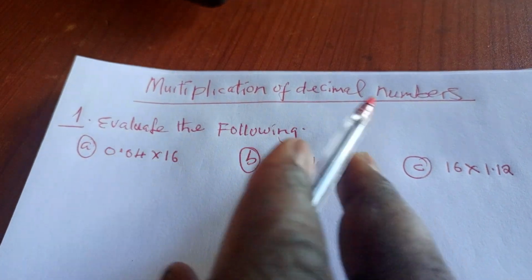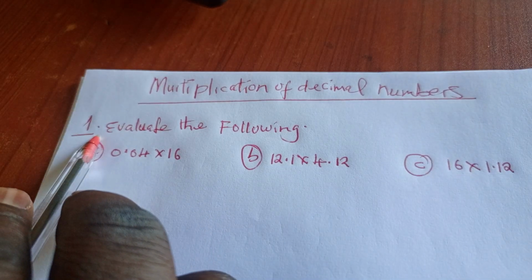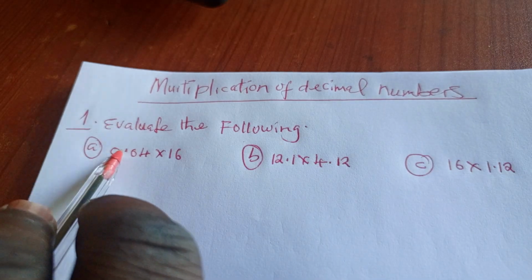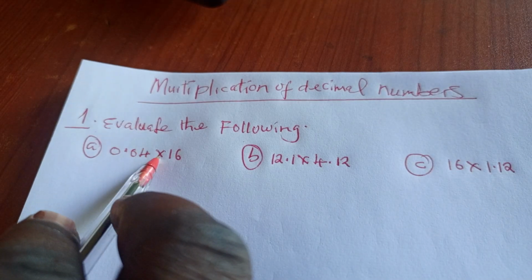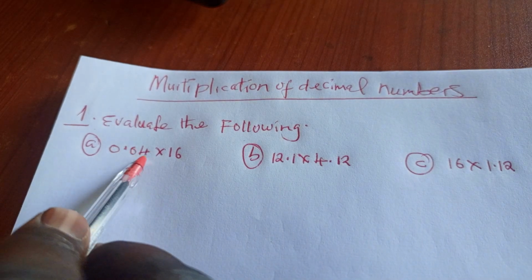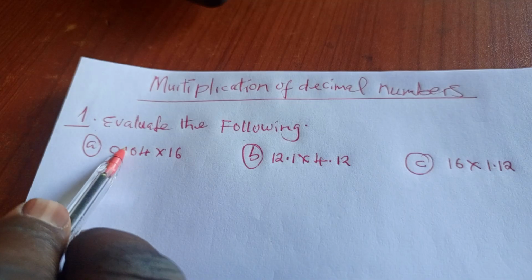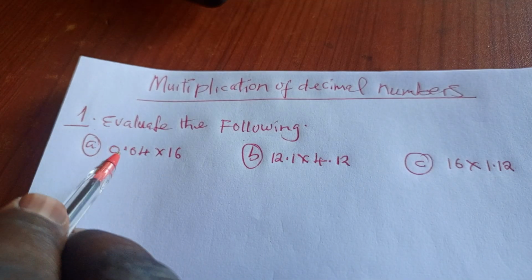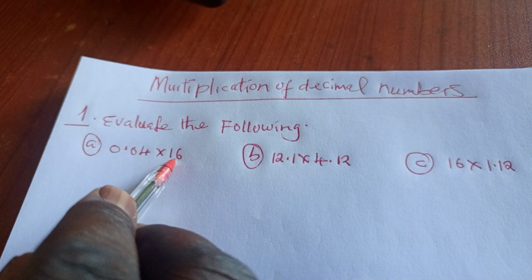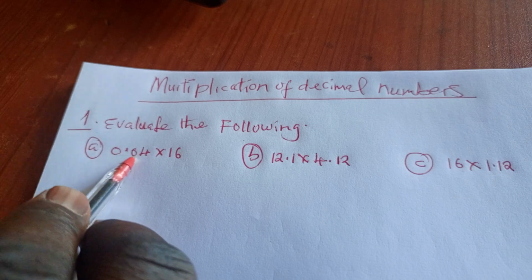Multiplication of decimal numbers. For example, question number 1 says evaluate the following. This is 0.04 times 16. So what I'll do is multiply the numbers. I cannot write 004 times 16, since the zeros are on the left hand side, so I'll ignore the zeros for now.